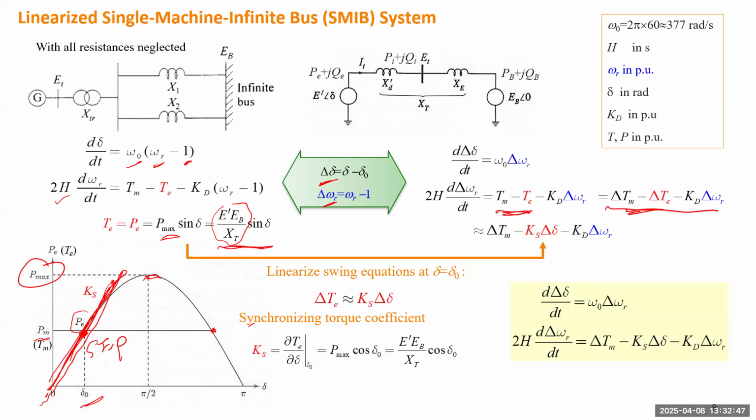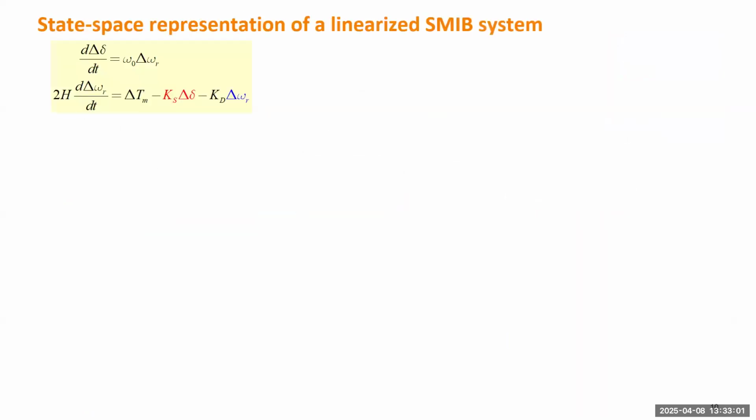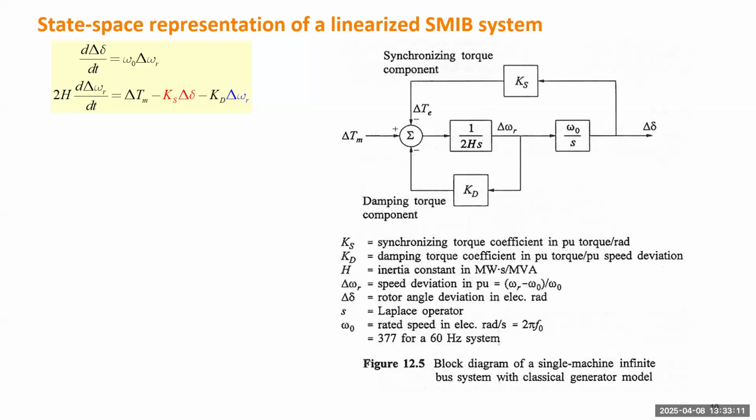So now we have this linearized version of the single machine infinite bus system. We'll start from here to study the response of the system. Let's first create the state space representation of this linearized model. We can first draw the block diagram.